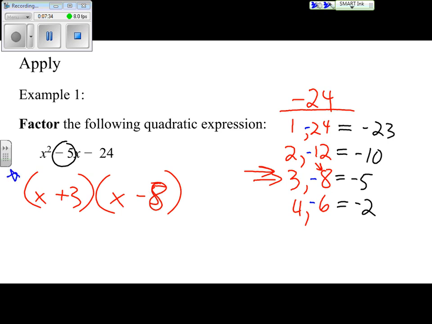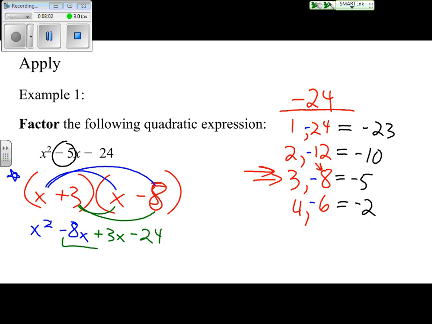I'm going to put a little star next to it. That's our answer, but we can check this answer now by actually doing some FOIL or super distribution. If I take my x times my x and my x times my negative 8, I end up with x squared, and then I end up with a negative 8x. Now I can do the same thing, but this time with my positive 3, distribute that to the x and distribute it to the 8.